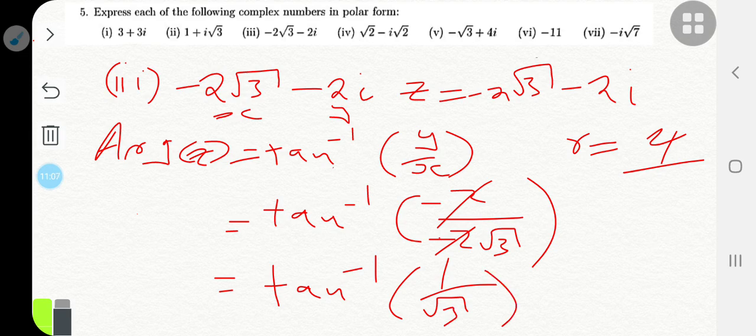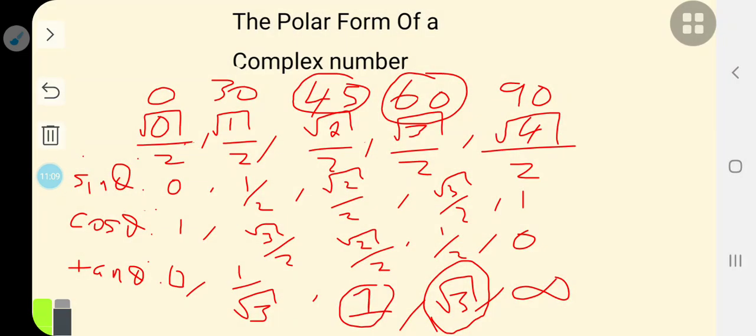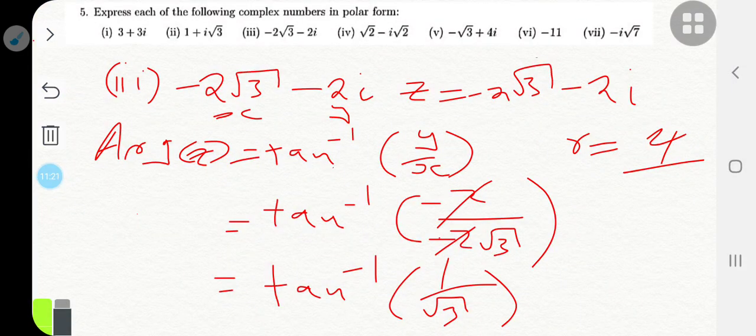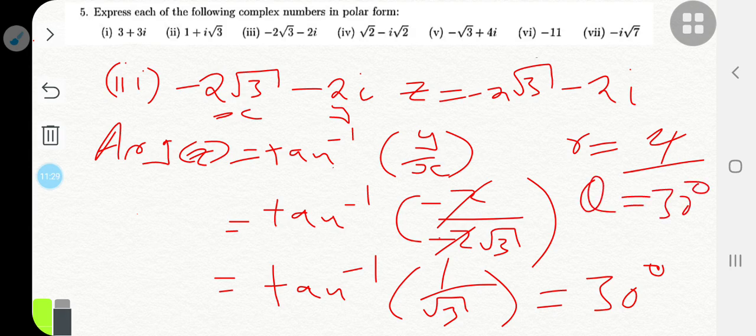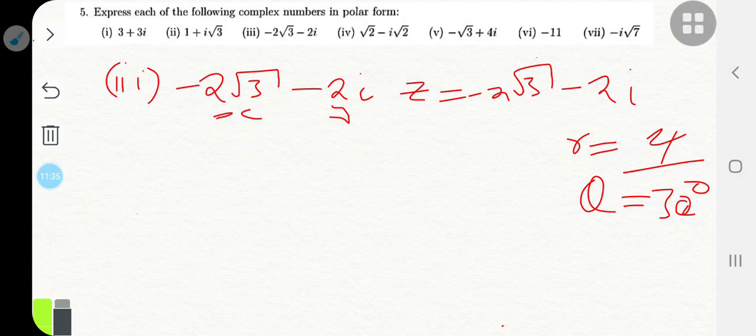We go back to the table and check the tan inverse of 1 over the root of 3. So if you check the tan inverse of 1 over the root of 3 here, our angle is just 30 degrees. So our angle is just 30 degrees. Now let's prove if this is the actual angle we are supposed to use.